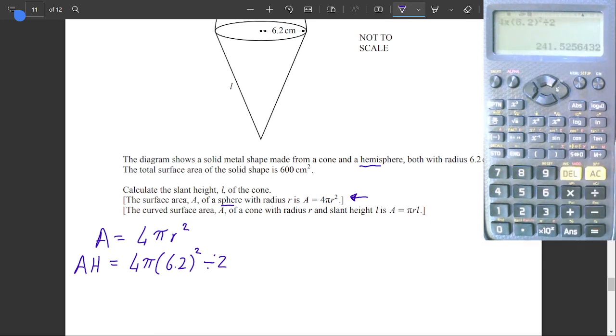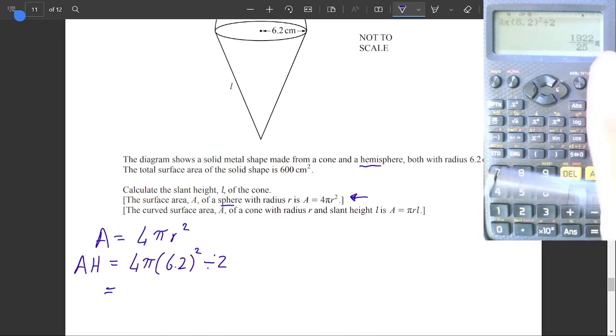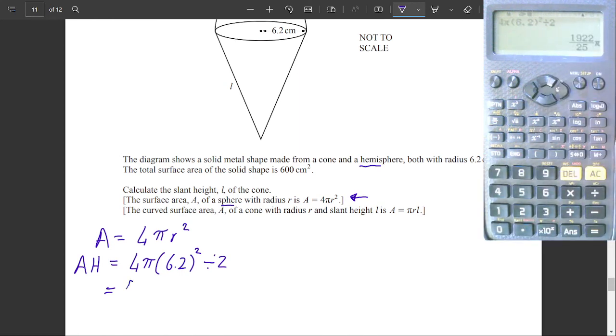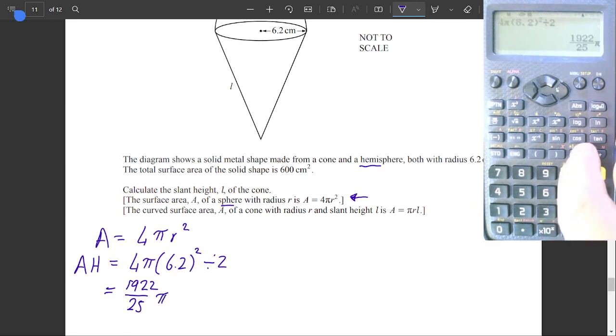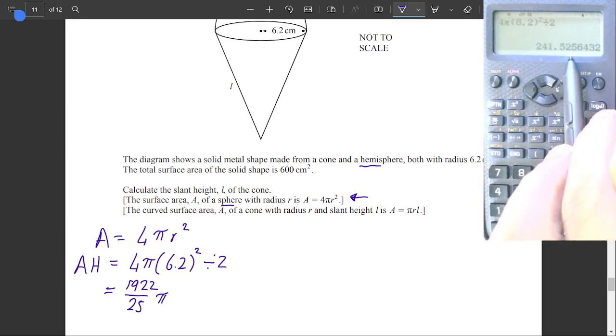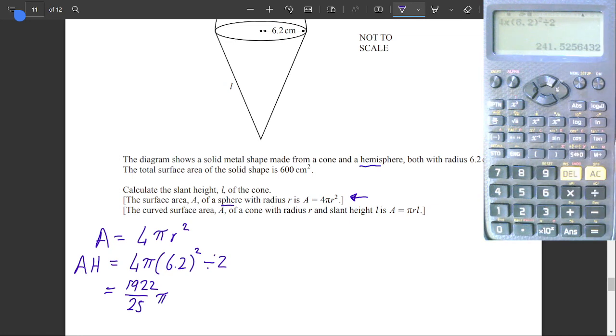Right, now how are we going to write this answer? We can put it in pi form, which is massive. I think to be thorough, I'm going to leave it like this. It's the most accurate answer. 1922.25 pi. If you want to write it down as a decimal, put at least 4 or 5 significant figures.